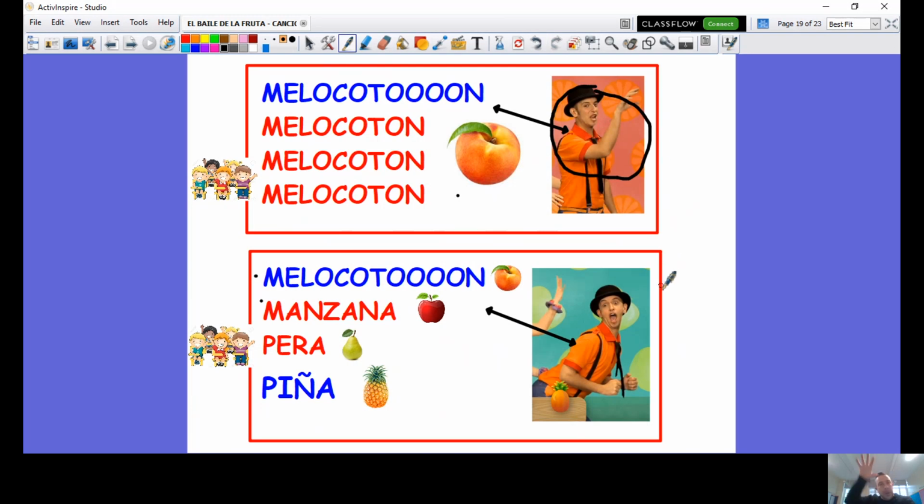You repeat after me. Melocotón, melocotón, melocotón, melocotón. You repeat. Melocotón, melocotón, melocotón, melocotón. Again. Now, Mr. Bell's Nacho again. You go like this. Melocotón, manzana, pera, piña. And you repeat after Nacho. Let's do that one more time. We'll repeat after Nacho. Pretend I'm Nacho. Melocotón, manzana, pera, piña. You repeat now. Melocotón, manzana, pera, piña. And then you're going to hear that. Da da da da da da da.